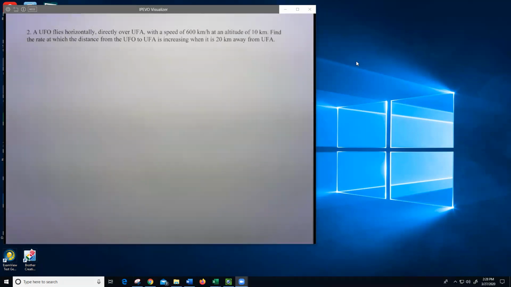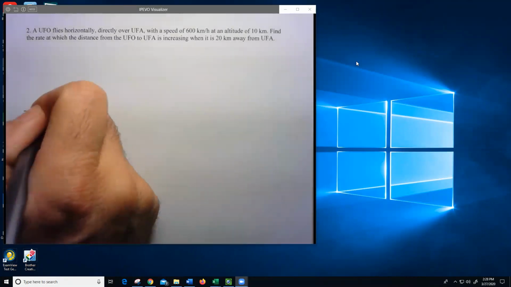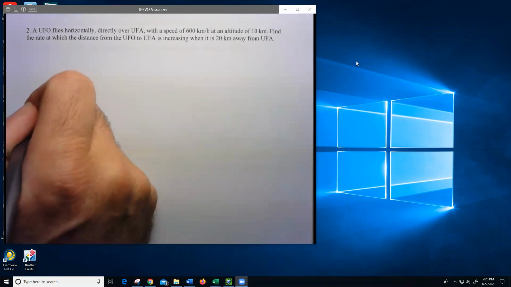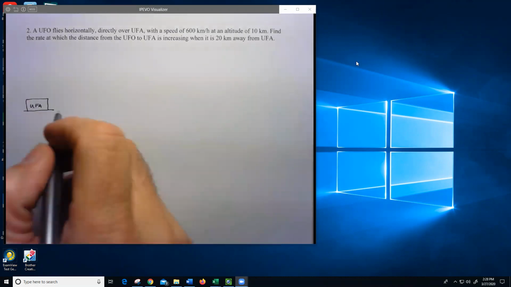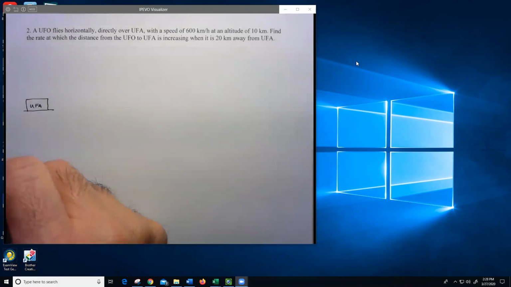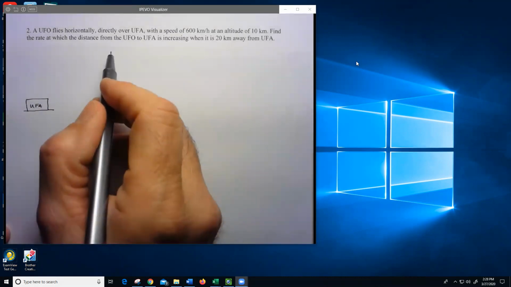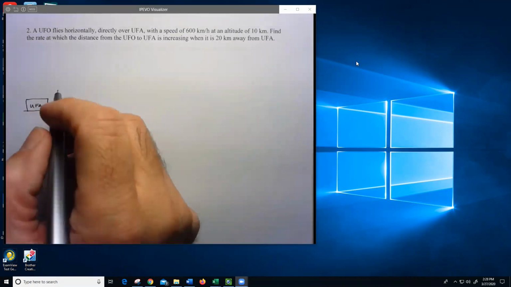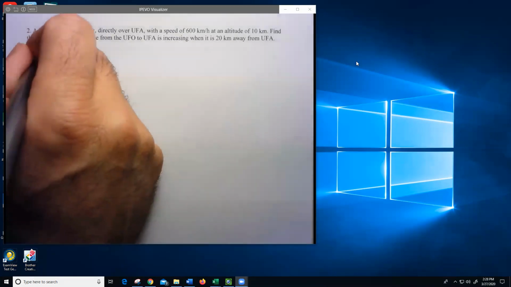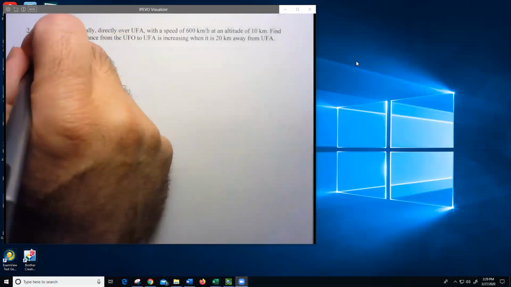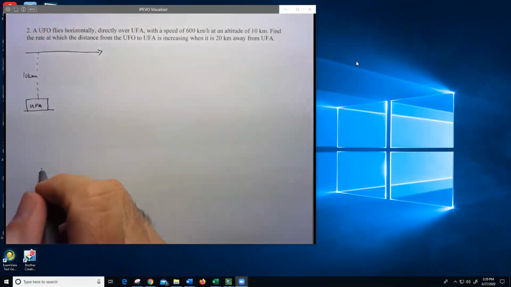First of all, I try to figure out what's going on. I've got this place called UFA. Let me just draw it. We know that UFA is a school, so it lives on the ground. And then you have this UFO that's flying directly above, and it's flying horizontally, so they're being pretty specific here. We don't have to make too many assumptions. It's traveling at an altitude of 10 kilometers above. So there's my UFO, and the distance is 10 kilometers above UFA.